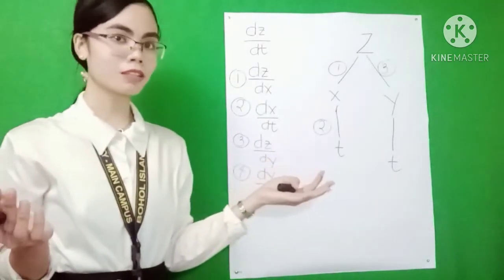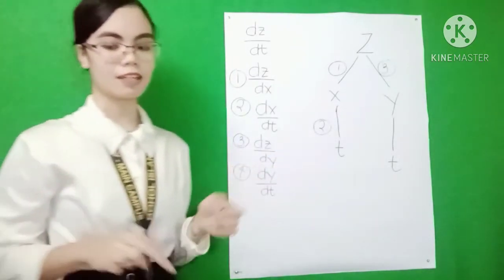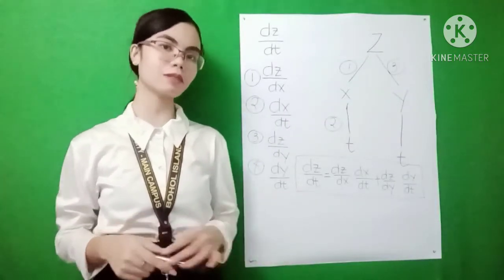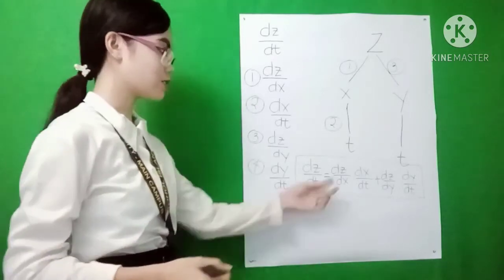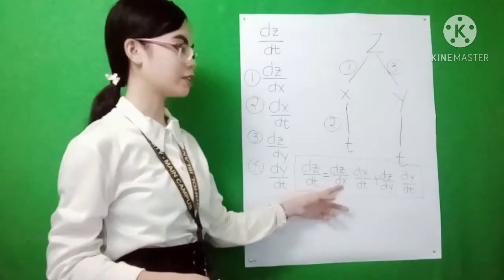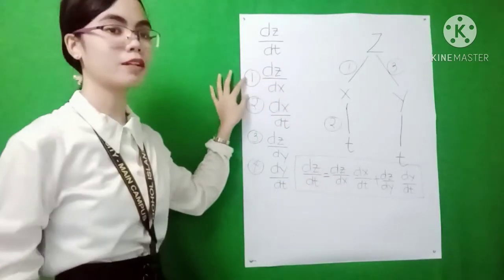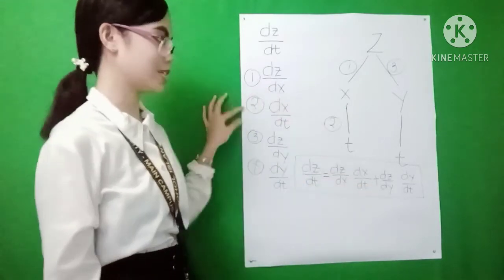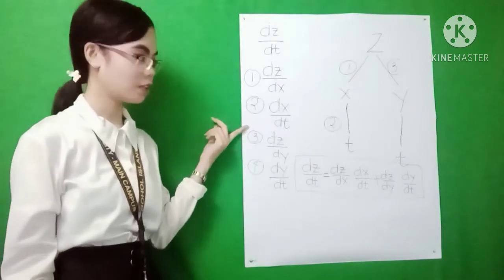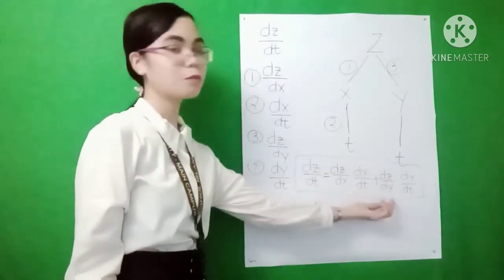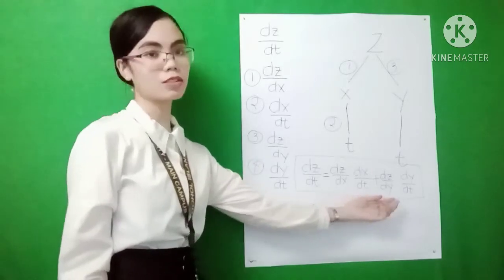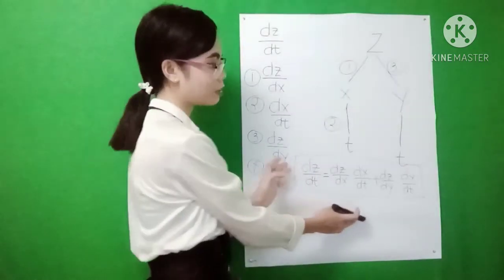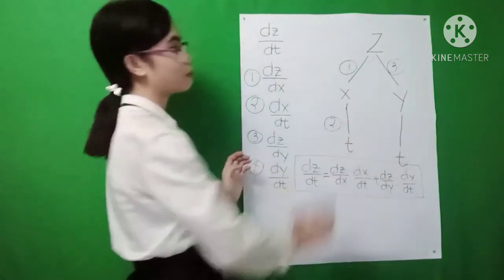Now, using theorem 107, we rewrite this. By theorem 107, the formula for finding the partial derivative of z with respect to t is equal to the partial derivative of z with respect to x, which is number 1, times the partial derivative of x with respect to t, which is number 2, plus dz over dy, or the partial derivative of z with respect to y, times dy over dt.